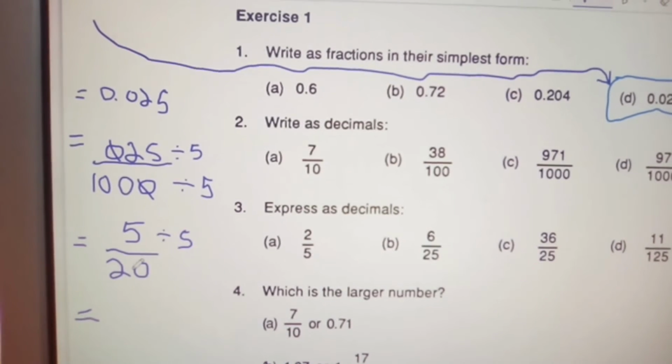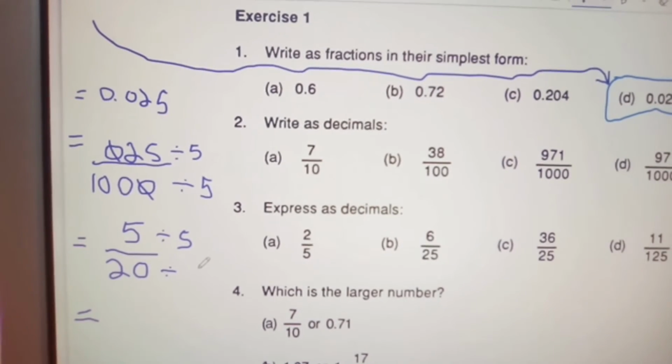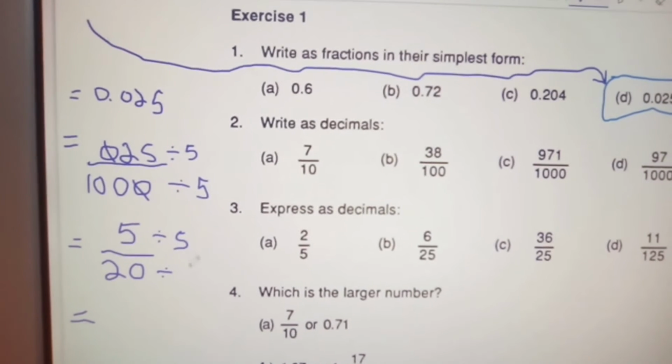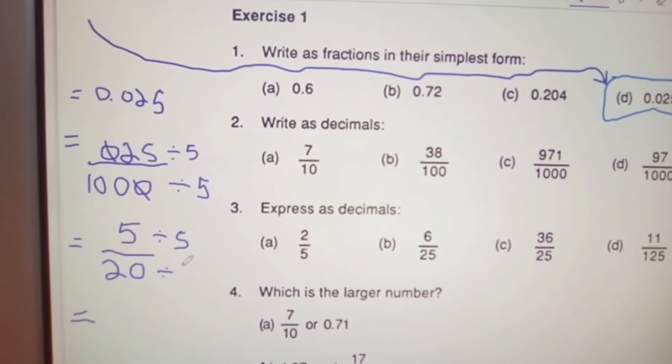Numerator, denominator. Okay, so we're going to divide that 20 by 5 also. It's okay, I had to be sure that there was no misunderstanding in any additional lines in my calculations. Okay, thank you.